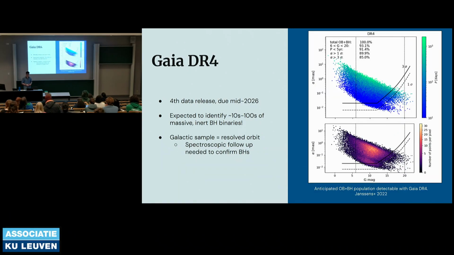We also have Gaia DR4 coming out next year. I'm sure many of you are familiar with this and excited about it. The 4th data release is due mid-2026. As some of you may be familiar, Gaia DR3 was supposed to report many black hole main sequence binaries.